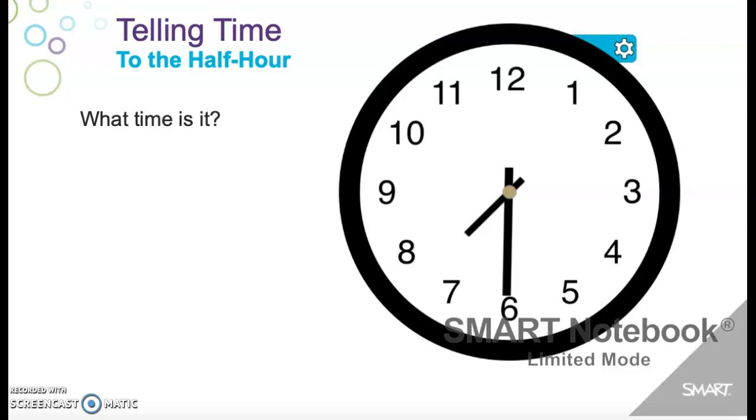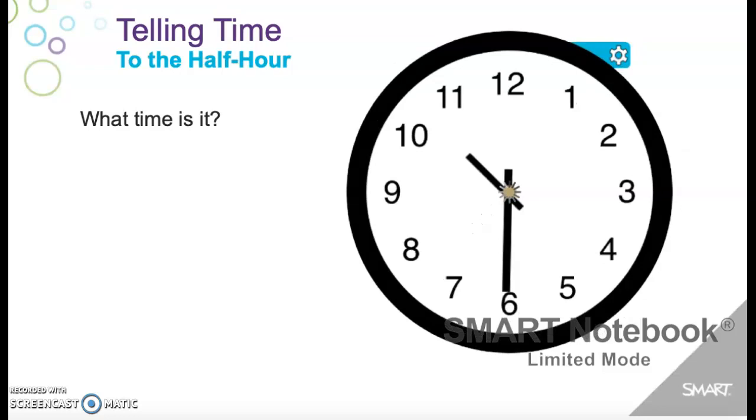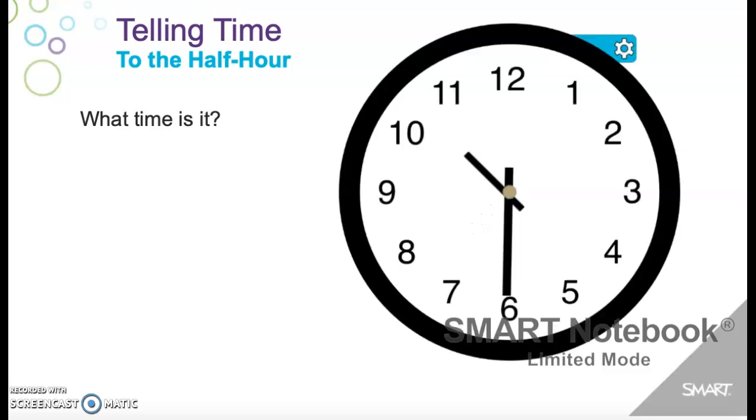Okay, you should have come up with 7:30 or half past 7. The hour hand is between the 7 and the 8, so it's definitely 7. It's not quite yet 8 o'clock, and the minute hand is on the 6, meaning that it's 7:30. Just a moment. Another one is about to come up. What time is it now?